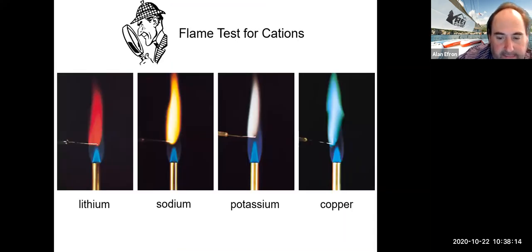As you can see here, ideal flame test situation, but usually they're not very ideal. Any questions on Ksp, common ion, pH, concentration, any of those things? Okay.